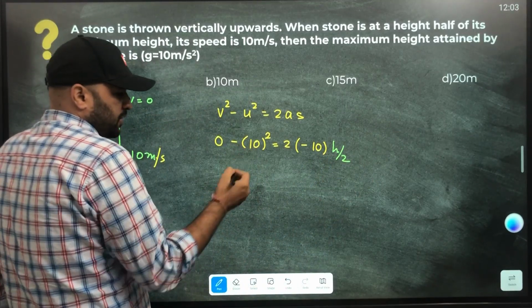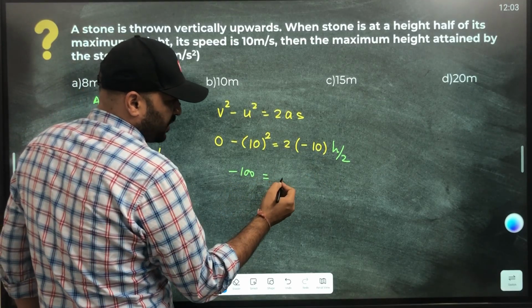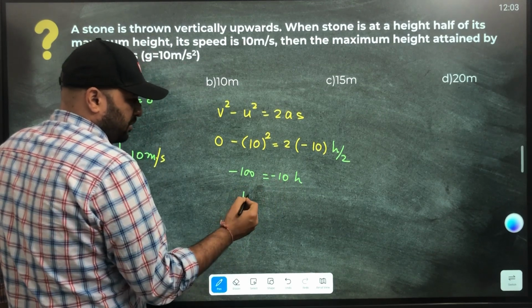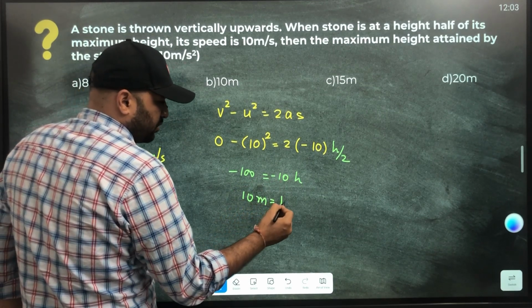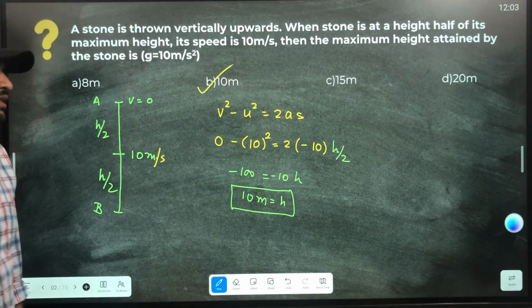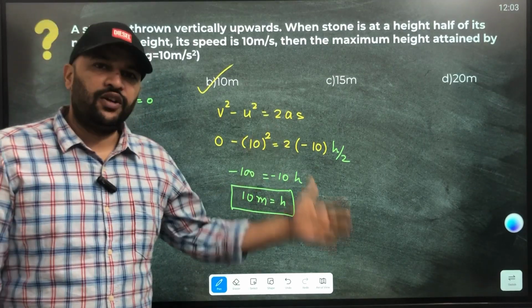So this will become how much? Minus 100 equals to 2, and 2 cancels. We are left with how much? 10h. So this will become 10 meters, that is equal to the total height h. Is there such an option? Yes, option B is correct. 10 meters is the total height of this whole thing. We have directly found the value of h.